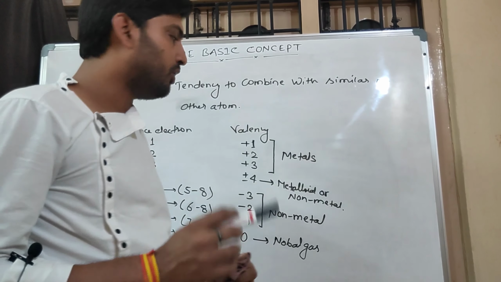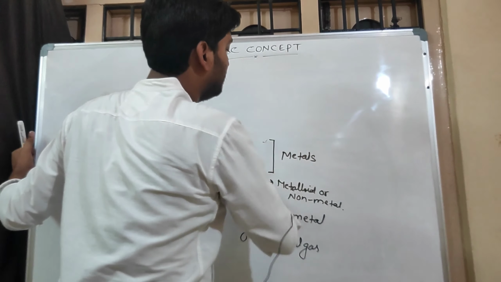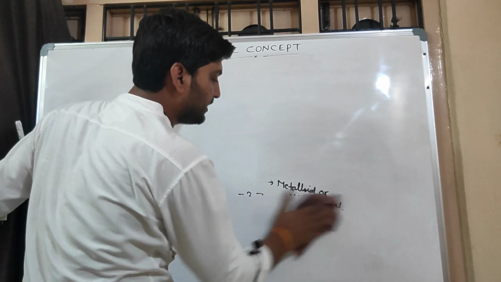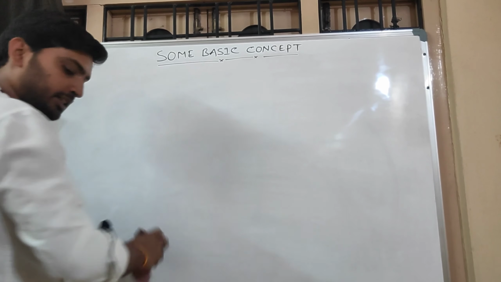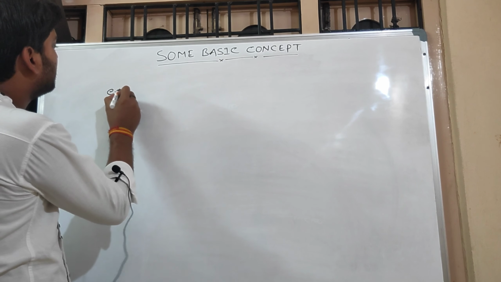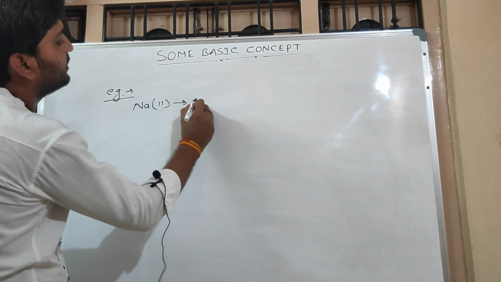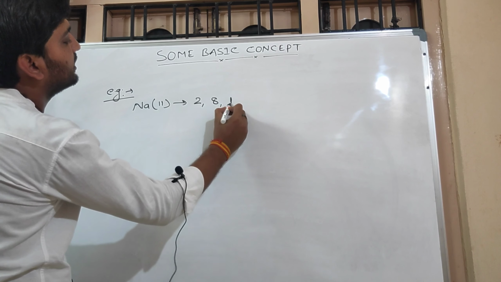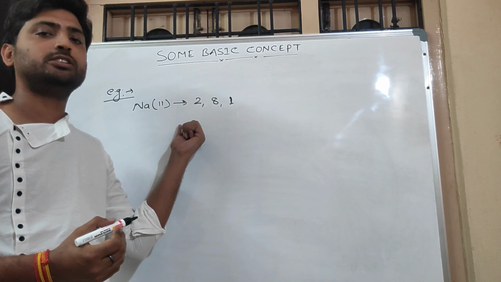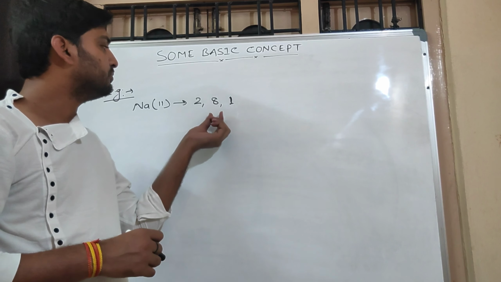So I have told you the octet rule. I have already explained to you the octet rule. According to the octet rule, every atom wants 8 electrons in the outermost shell. For example, sodium, atomic number 11, electronic configuration 2, 8, 1. Now the number of electrons in the outermost shell is 1 and it wants to be 8.